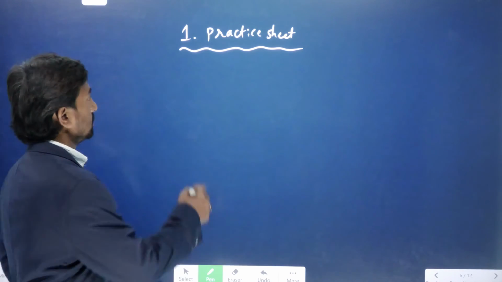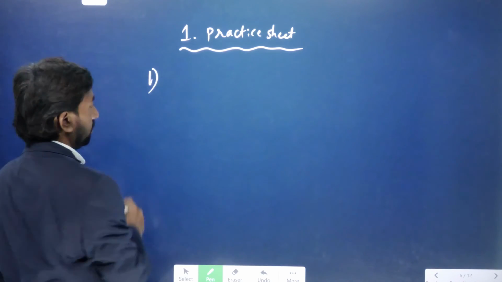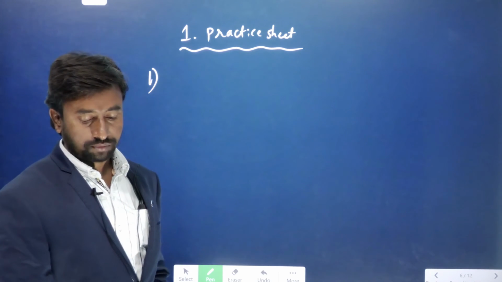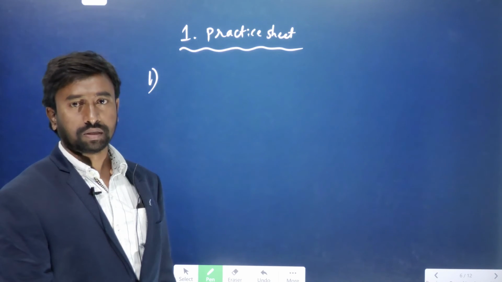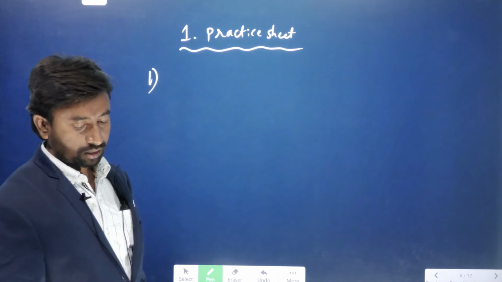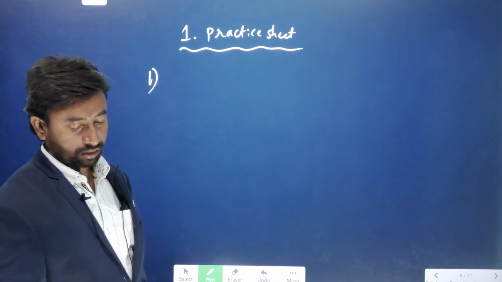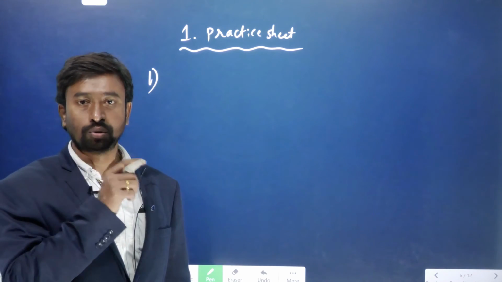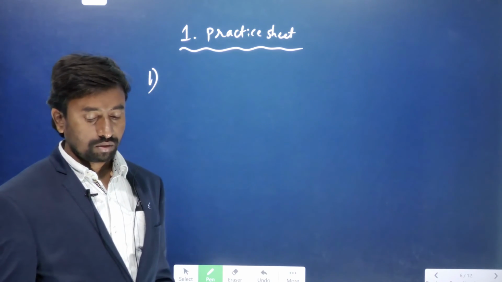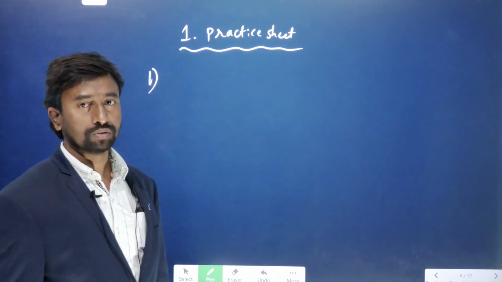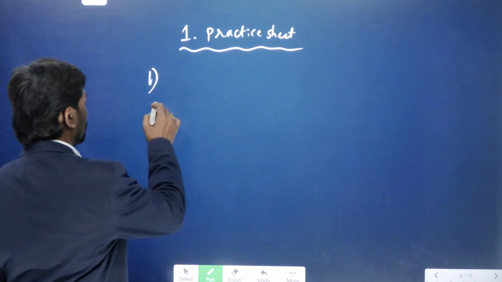So for the first question, among the following, which is correct in the case of a two particle system? The first option is, center of mass lies nearer to the lighter object. Center of mass always lies at the midpoint of the line joining the bodies, and center of mass lies nearer to the heavier body. So the third option is correct.